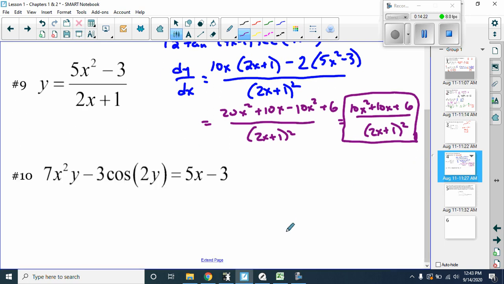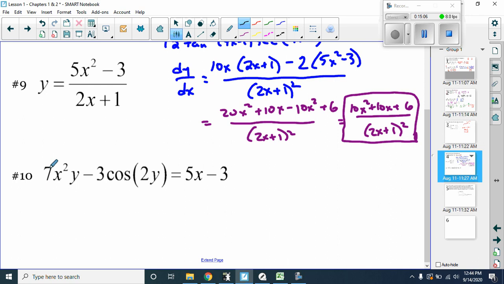And the last of these type of problems has x and y on the same side. These are called implicit differentiation problems. So this equation is implicitly defined because it's not y equals something. We do them the same way for the most part, but anytime we take the derivative of a y, we need to use the chain rule and say times dy/dx.